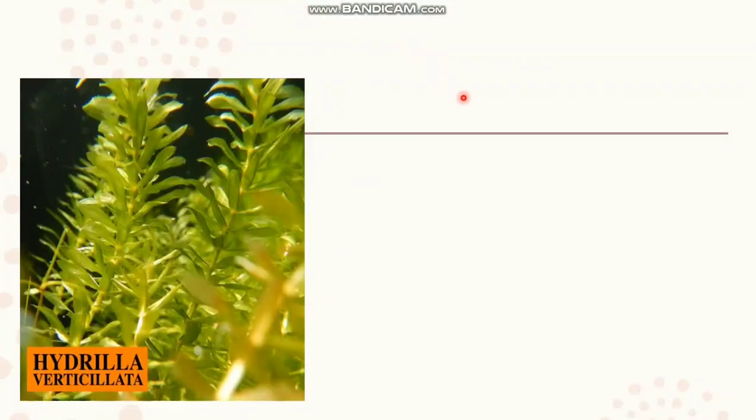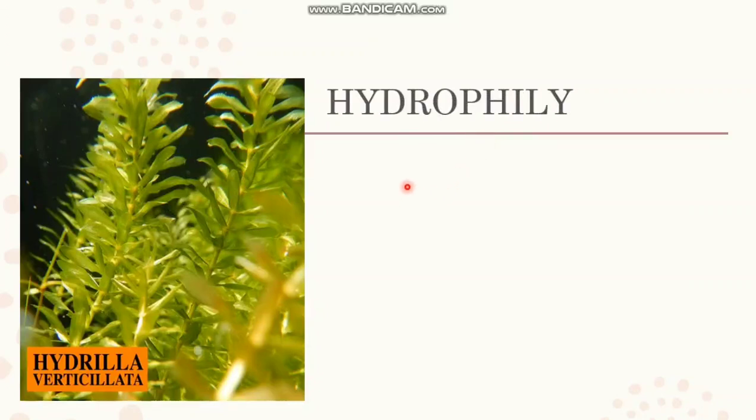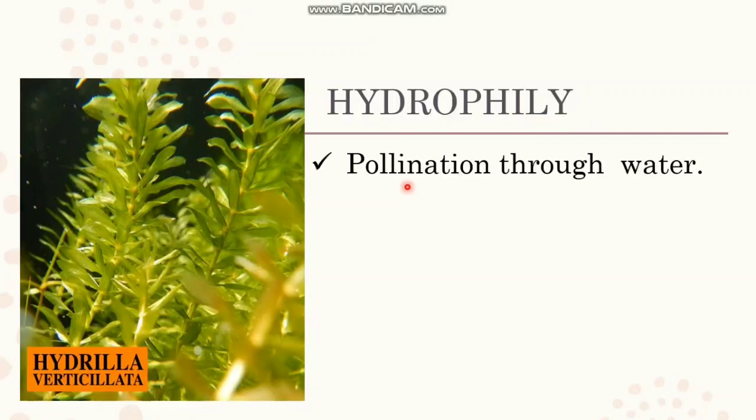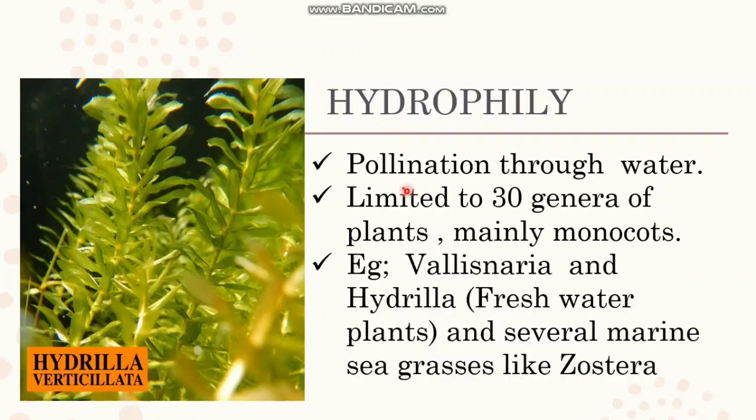Next we'll study about hydrophily. Hydrophily is the pollination carried out through water. It is observed in aquatic plants, but only 30 genera of aquatic plants, which are mainly monocots, have water pollination taking place. Examples are freshwater plants like Vallisneria and Hydrilla. Then there are several marine grasses like Zostera.